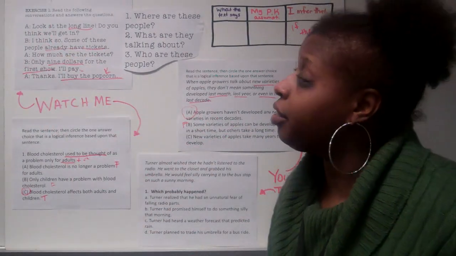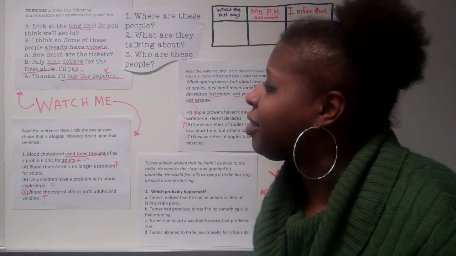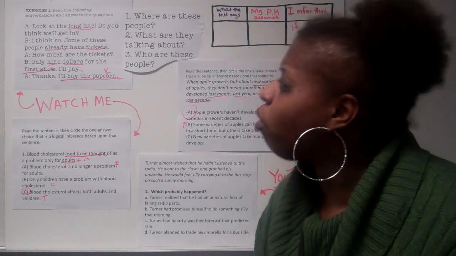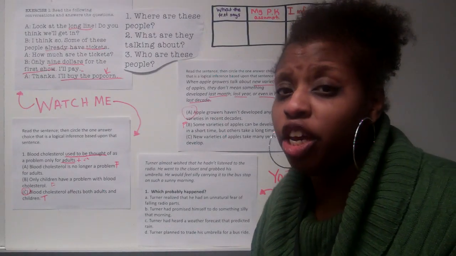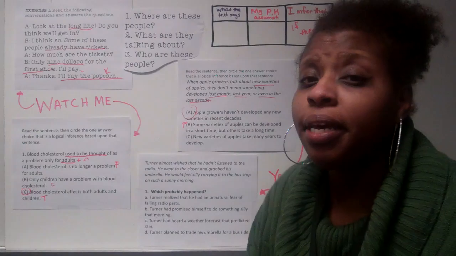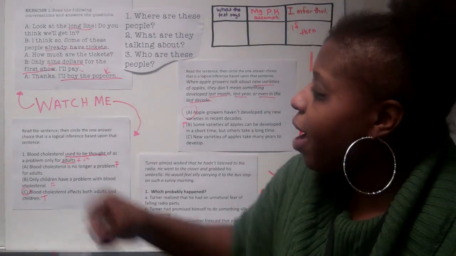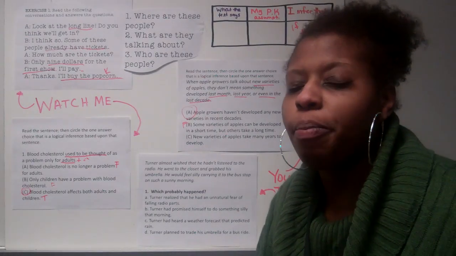Conversation. Person A: Hey, look at the long line. Do you think we'll get in, Mom? B: I think so. Some of these people already have tickets. A: How much are the tickets, y'all? B: Only $9 for the first show. I'll pay. A: Thanks. I'll buy the popcorn.